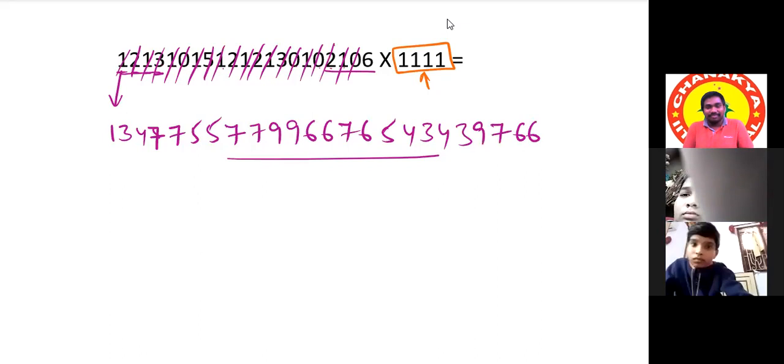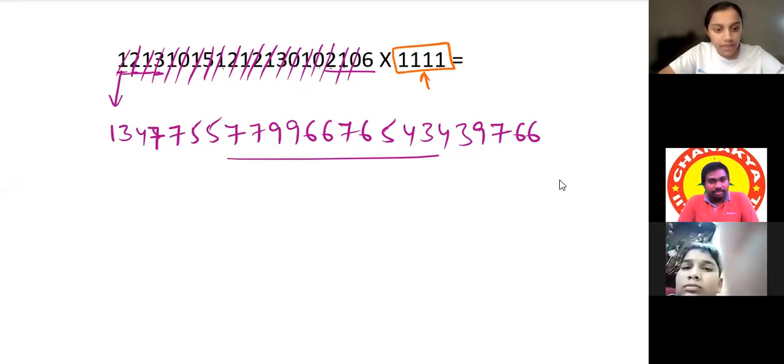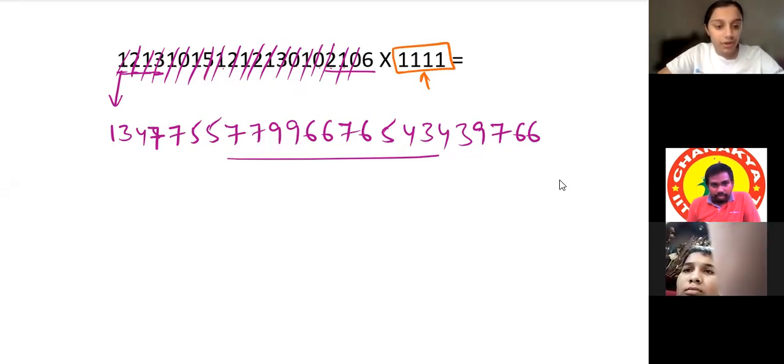Yes, now we can do the next problem. Toshnika, what is it? Can you please explain one more problem of the same kind with 4 ones? Any doubt in this? It's not a doubt, sir, but it's kind of complicated, so if you can explain.